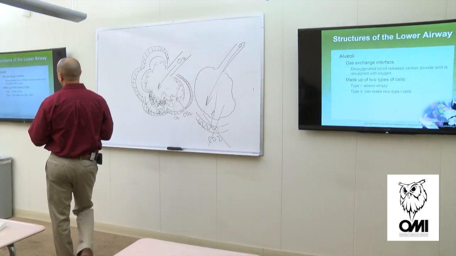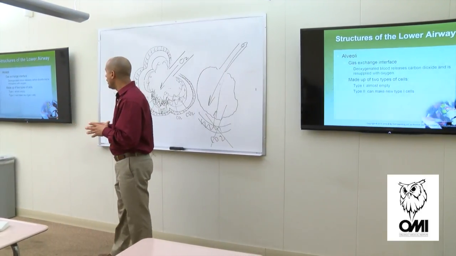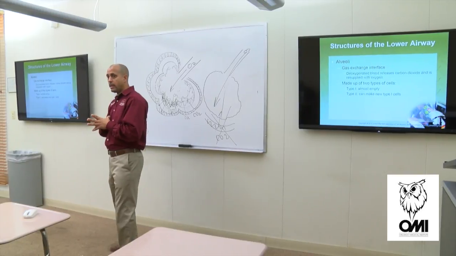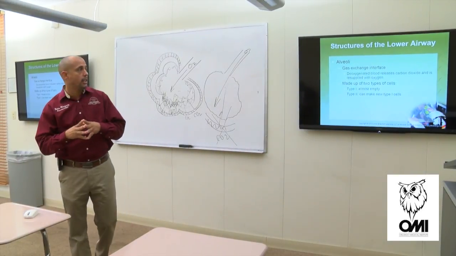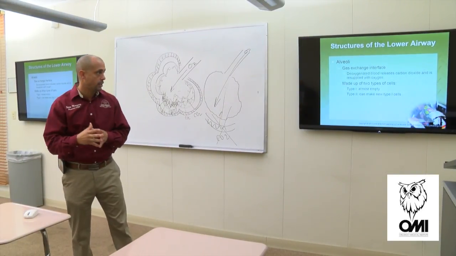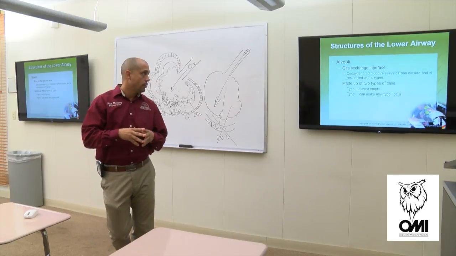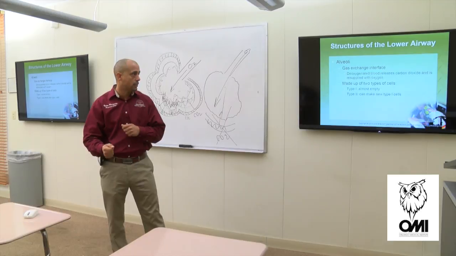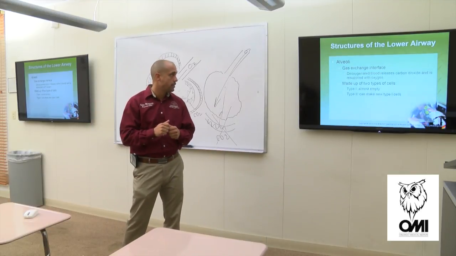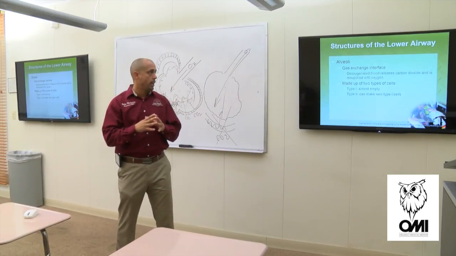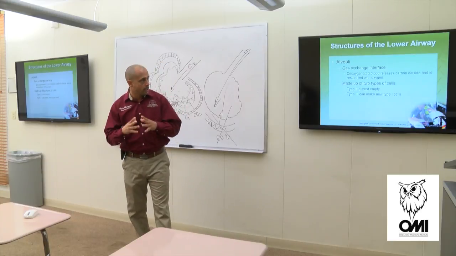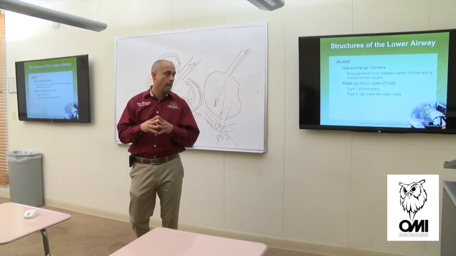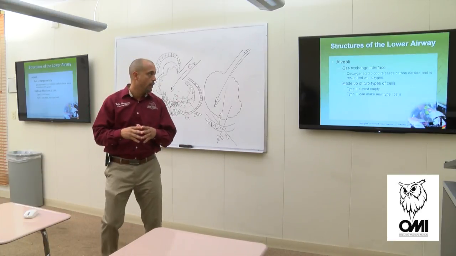Gas exchange does take place in the alveoli, as we know. So any obstruction in that area can inhibit the ability of gas exchange to take place. Deoxygenated blood releases carbon dioxide and is resupplied with oxygen. That takes place at the alveoli. It's made up of two types of cells, type 1 and type 2. Type 2 is almost empty of... type 1 and can make new type 1 cells as well. All right?